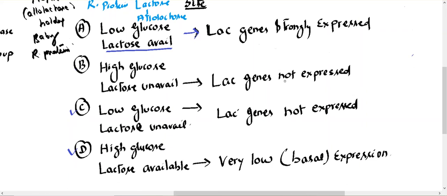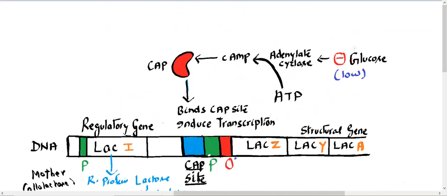So how will you understand that concept? Let's say this is scenario B: high glucose and lactose is not available. So what will happen, guys? As we said, high glucose will not stimulate the adenyl cyclase, because low glucose will stimulate the adenyl cyclase. So no CAP is getting activated, and when no CAP is getting activated, there will not be any transcription.